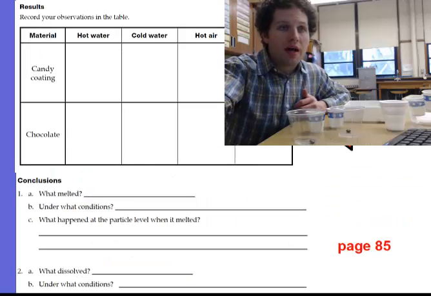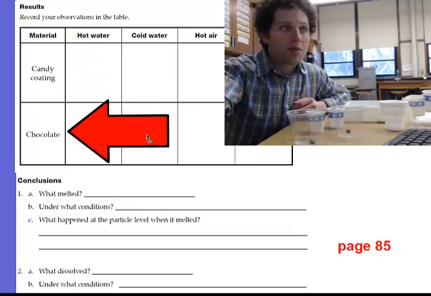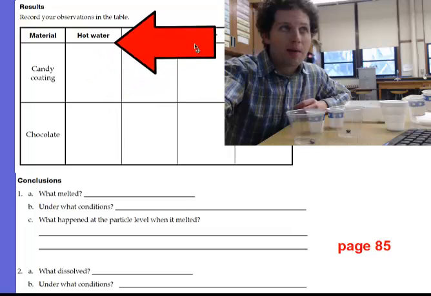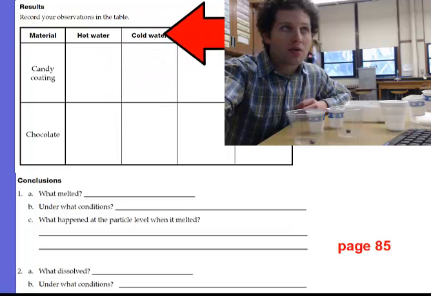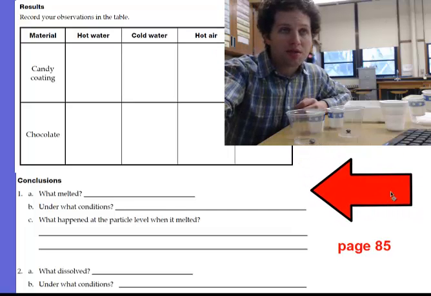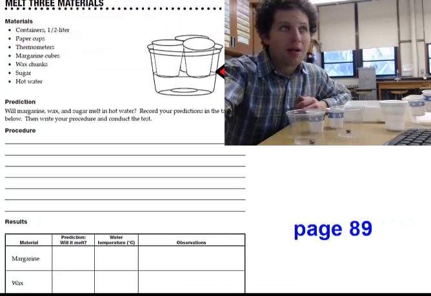As you're observing the lab, on page 85 there is a data table for you to complete. There are two parts of the chocolate candy we're focusing on, the candy coating and the chocolate in the middle. What happens to it in hot water, cold water, hot air, and cold air. At the bottom of page 85 there are two questions for you to answer. You may work with your lab group. When you've completed page 85, you can move on to page 89 in your notebook.